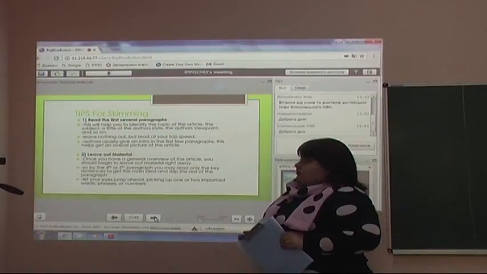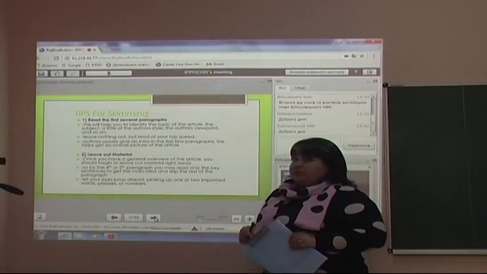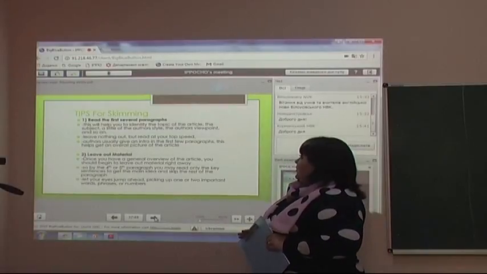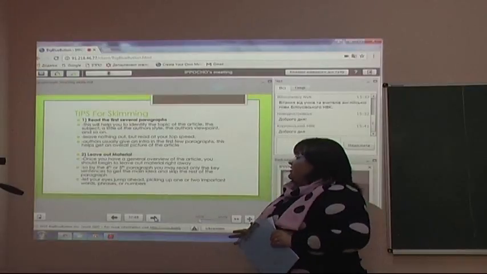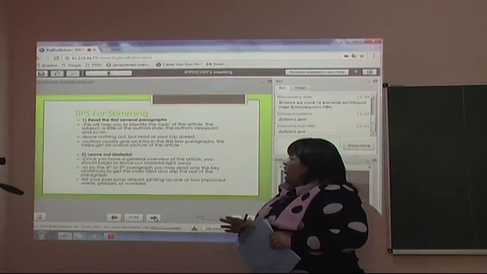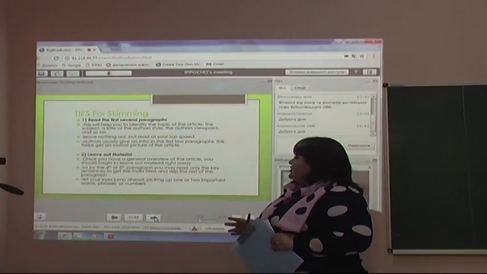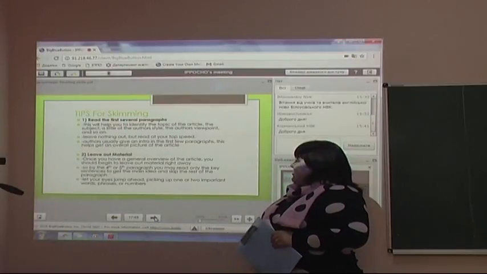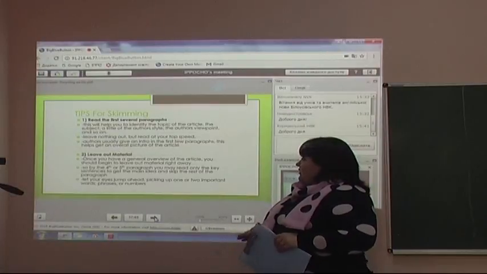Leave nothing out, but read at your top speed. Be quick. Authors usually give an intro in the first few paragraphs. This helps get an overall picture of the article. So, the second tip is leave out material. Once you have a general overview of the article, you should begin to leave out material right away. By the fourth or fifth paragraph, you may read only the key sentence to get the main idea and skip the rest of the paragraph.